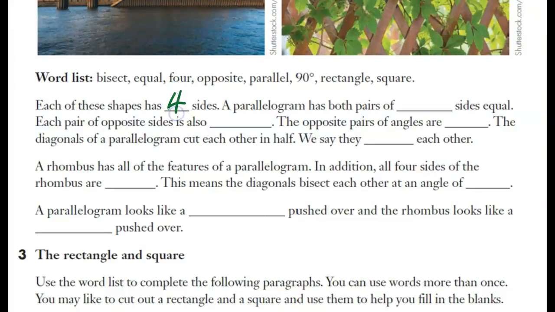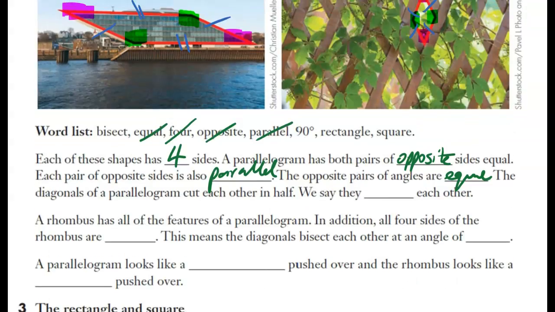All right, let's fill in the blanks now. So they've all got 4 sides. They have both pairs of opposite sides equal. What can we say about each pair of opposite sides? They are also what? Parallel. Good. The opposite pairs of angles are equal. Yeah, so that's what I've talked about there, what I highlighted in green and pink.